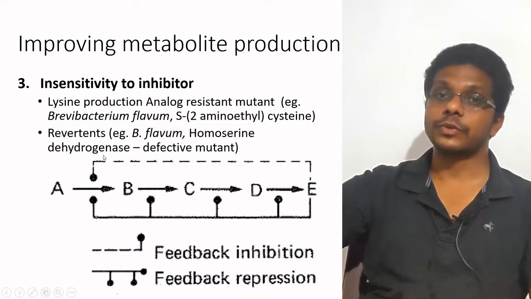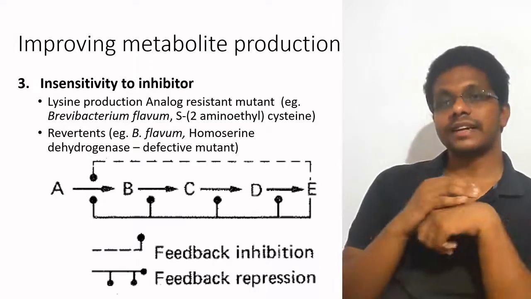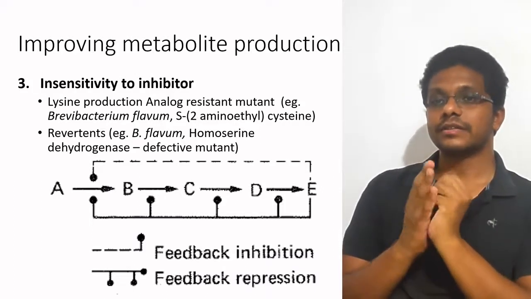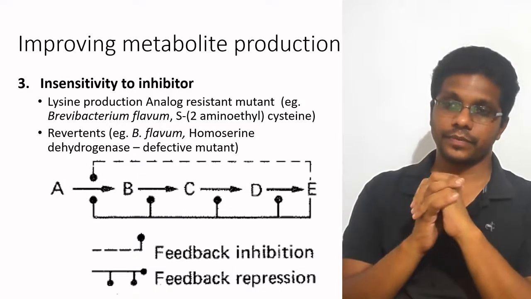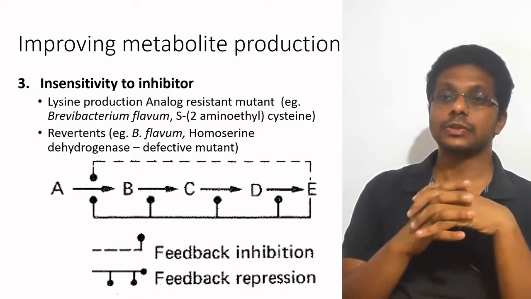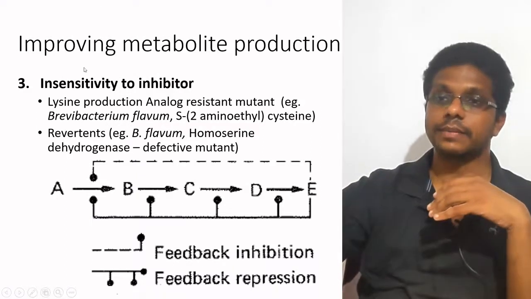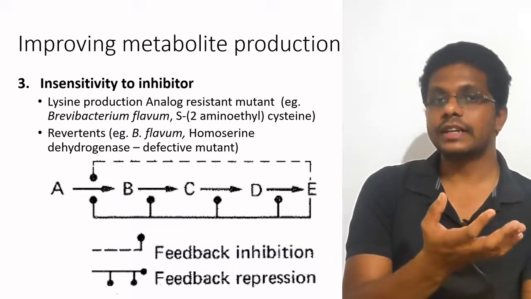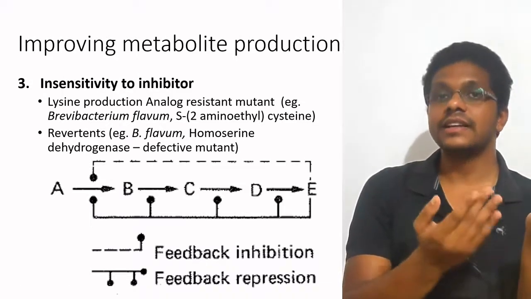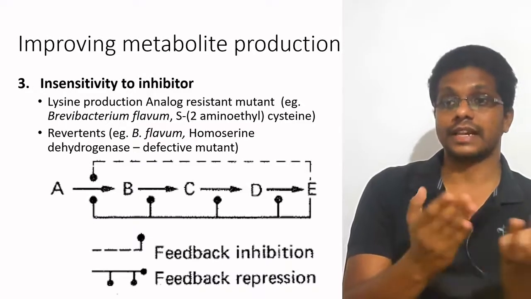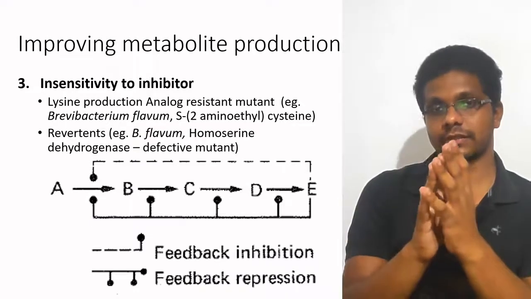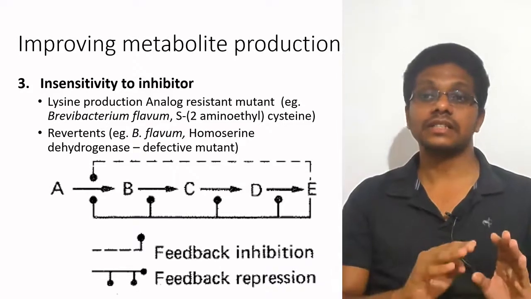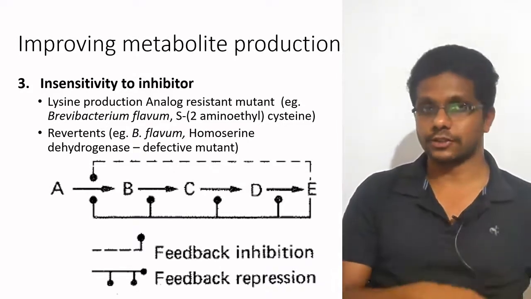Another strategy is to use revertants. Revertants are the mutants which are reversed back to the original state. So another strategy to increase productivity of lysine: we take the Brevibacterium, and in the first stage we mutate all the Brevibacterium to get bacteria which have a mutation in the enzyme homoserine dehydrogenase. So in the first step we take the bacteria, mutate, and isolate the mutants which have defective homoserine dehydrogenase.